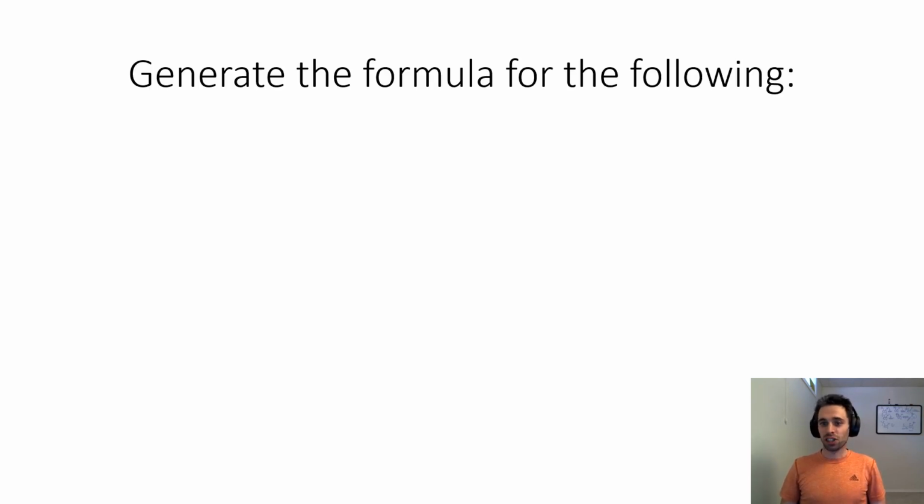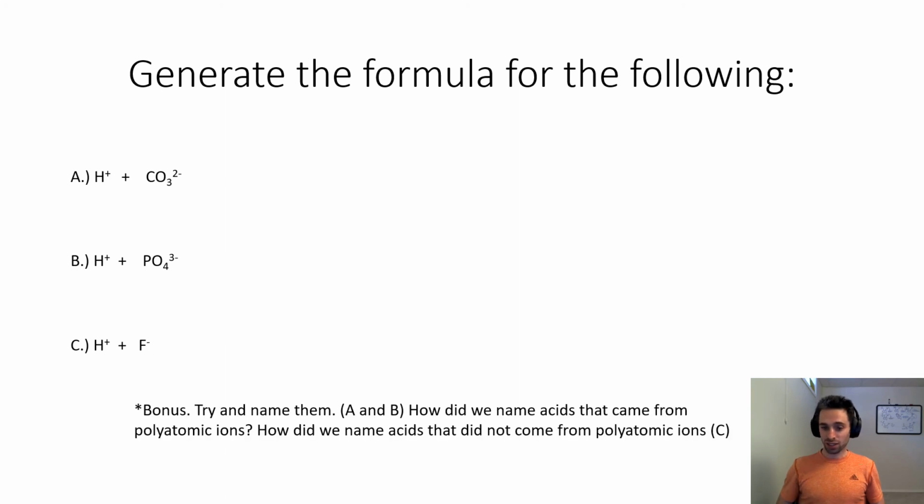And of course, I want you guys to do some practice problems, generate the formula for the following. These are all going to follow acids. A is H plus CO3 2-. B is H plus PO4 3-. C is H plus F-. Follow the same rules from the previous slide where we did the crisscross method. Remember to use your parentheses. The parentheses help a lot in generating the formulas.